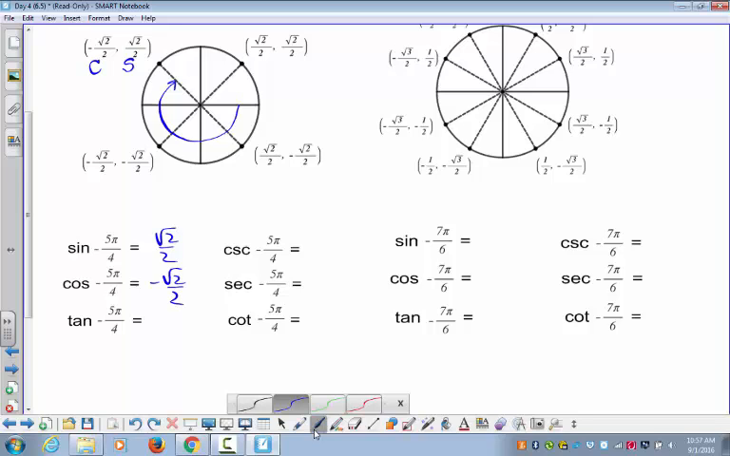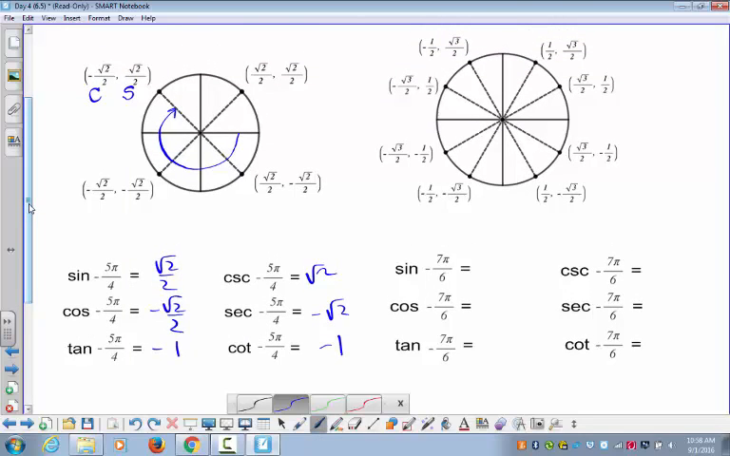Tangent, negative 1. It's the slope of the terminal ray, y divided by x, negative 1. All right. How about cosecant of negative 5 pi over 4? We have to reciprocate that, 2 root 2 over 2, which ends up simplifying to just root 2. So both of those, one is positive, one is negative. This is negative 1. Okay, now you guys write down those ones from this circle.